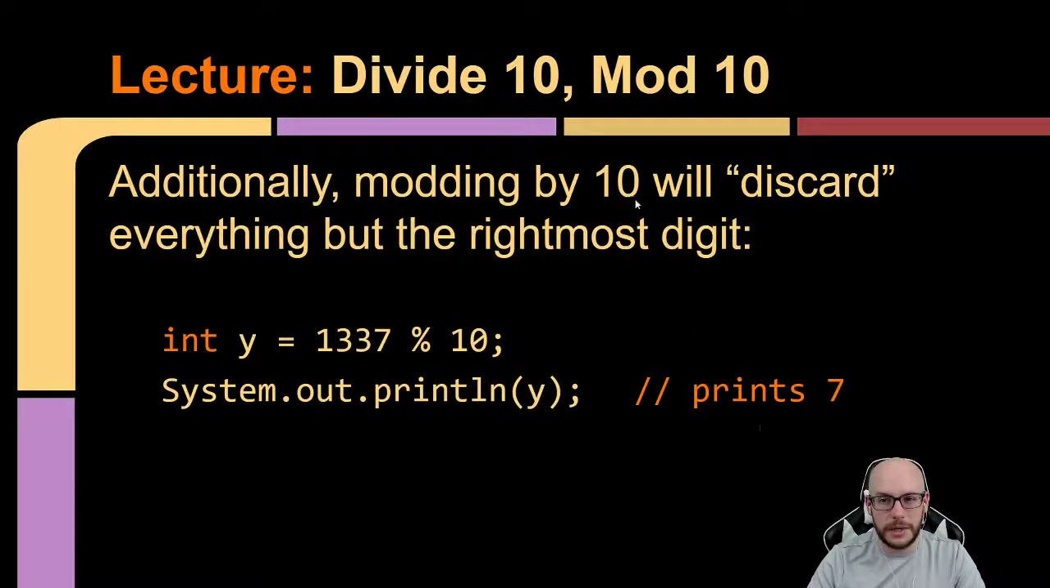Additionally, modding by 10 will discard everything but the rightmost digit, right? Effectively, when you take 10 and you divide it into 1,337, it goes 133 times with a remainder of 7. And what you're getting by doing this is effectively the rightmost digit. So combining these two things, you could actually loop through an integer.